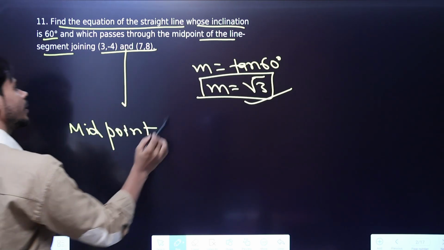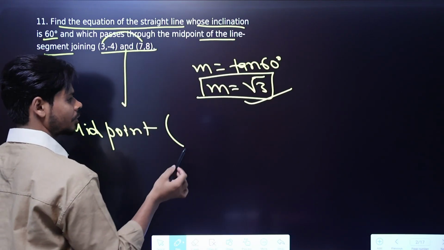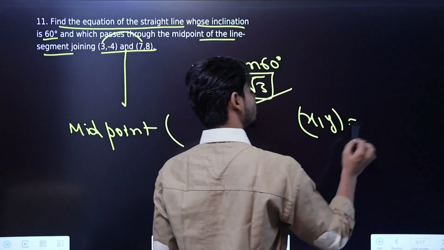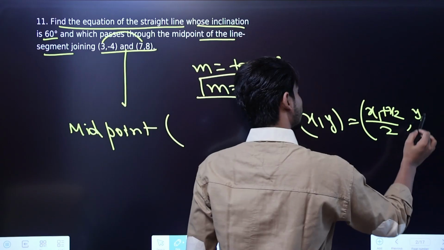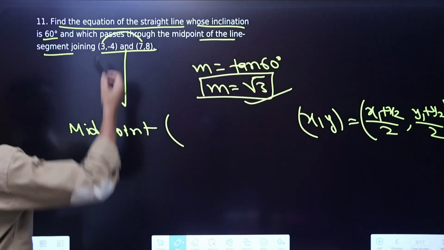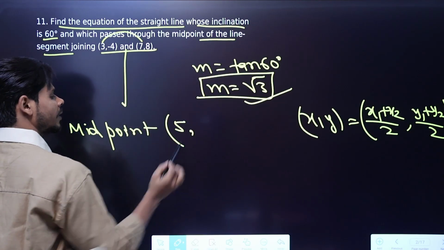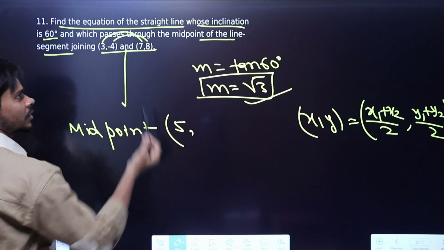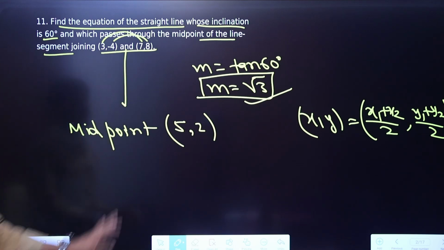Midpoint will be equal to x1 plus x2, 3 plus 7. Do you know, guys? The midpoint for any coordinates will always be equal to (x1 plus x2) by 2 comma (y1 plus y2) by 2, right? So here x1 plus x2, 3 plus 7, is 10, and 10 divided by 2 is 5. Similarly y1 plus y2, this one plus this 4, divided by 2, comes out to be 2. So this is the midpoint.